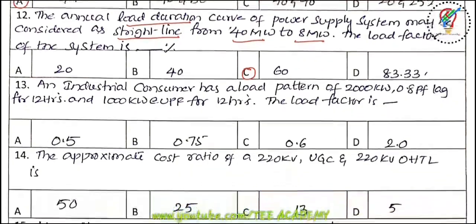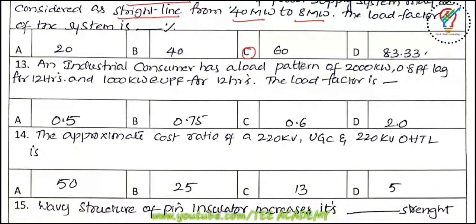Next one: an industrial consumer has a load pattern of 200 kilowatts at 0.8 power factor lagging for 12 hours and 100 kilowatts at unity power factor for 12 hours. The load factor is the ratio of average demand to maximum demand. First of all, how much energy is consumed? For 12 hours, 200 into 12 is 2400, plus for the remaining 12 hours, 100 into 12 is 1200. You are getting 3600.